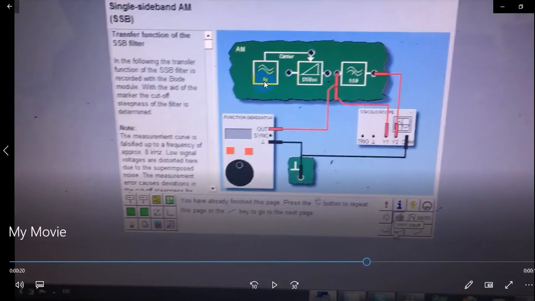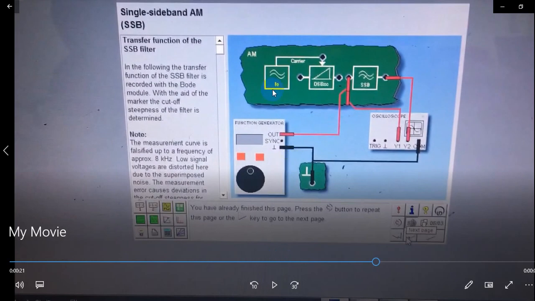This is the given circuit. This is the carrier frequency, double sideband and single sideband. From the output we are connecting to the single sideband. We are seeing the output at Y1 and the single sideband output at Y2. This is from the function generator to the single sideband, and from the single sideband output to Y2. This board is commonly grounded.